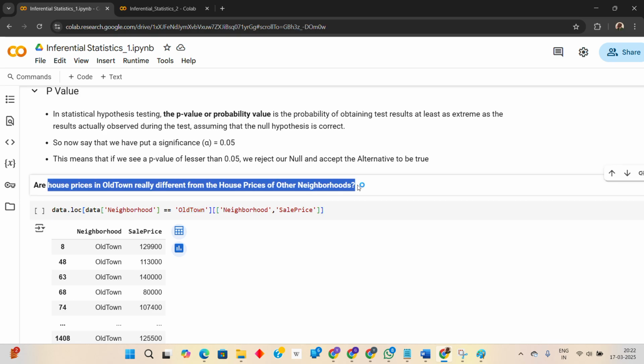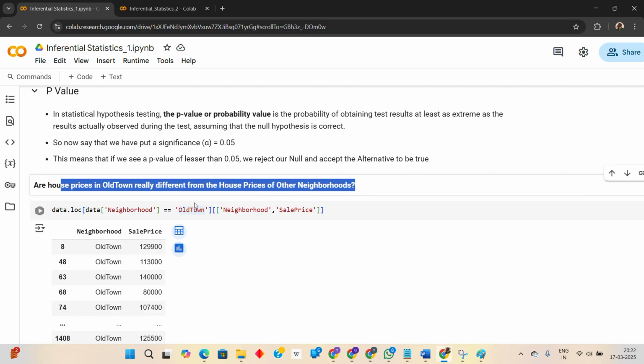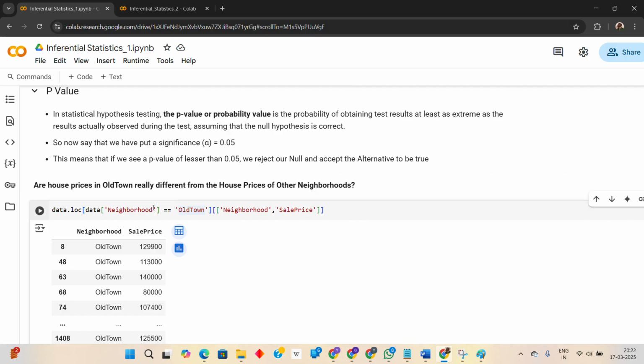Whatever the question is mentioning, that is the null hypothesis. We have to prove whether this null hypothesis is true or the alternate hypothesis is true. The alternate hypothesis is simply the opposite of the null hypothesis. If the null hypothesis is testing whether house prices in Old Town and house prices in another neighborhood are the same, that is the null hypothesis. If they are different, that is the alternate hypothesis. We have to test which one is correct.